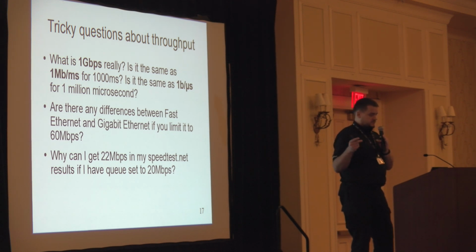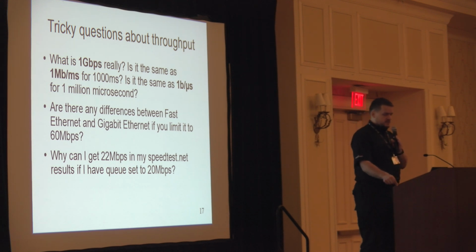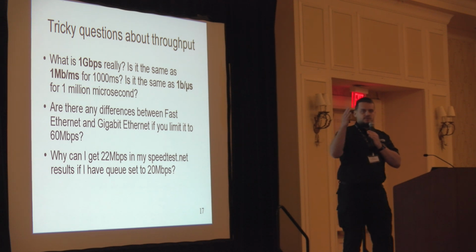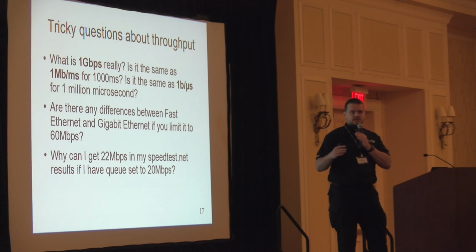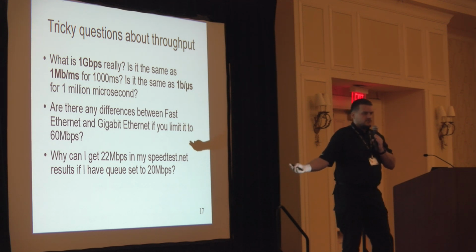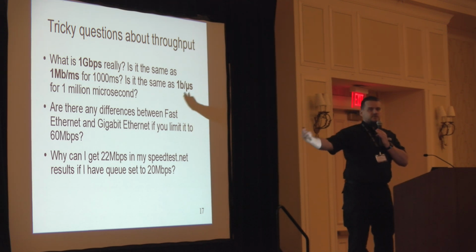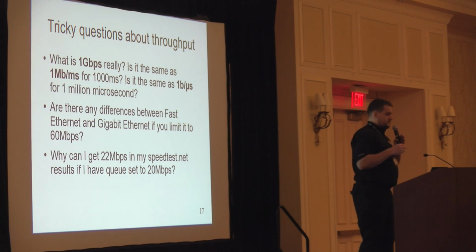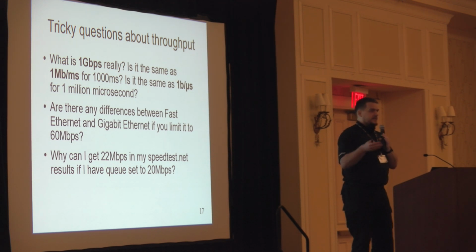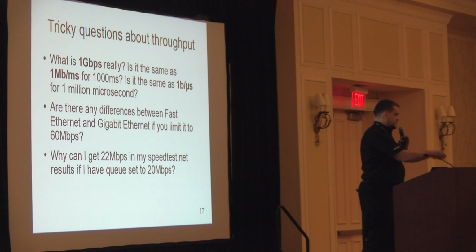So how can you actually determine, for example, if you want to limit something to 100 megabits per second? That's a very broad time frame to limit it. How can a router know what will happen in the future or what happened before to apply this limit? And if you apply this limit, does it actually work? Why can I see, for example, 22 megabits per second on my speedtest.net result when I have a specific queue that sets only 20 megabits per second?